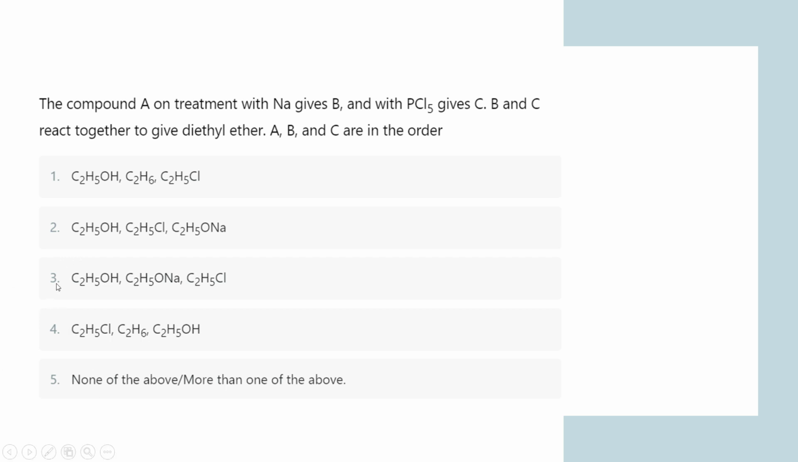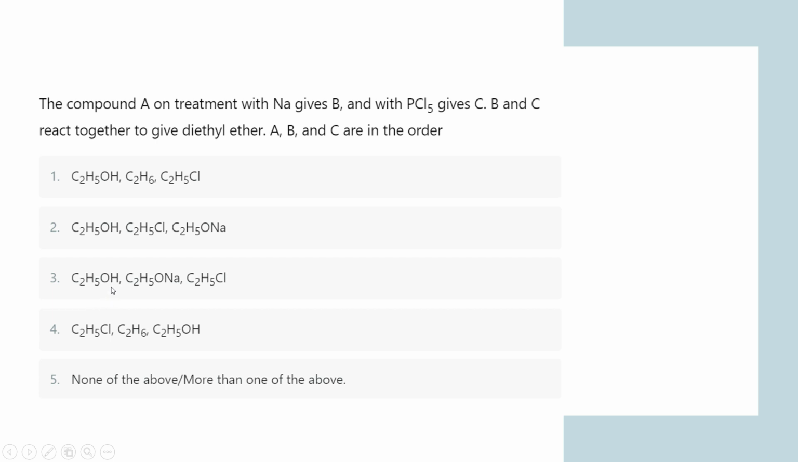Now we are left with three more options. Okay, let's go to option 3. We have ethanol again, and upon treatment of ethanol with sodium, we will get sodium ethoxide. Yes, here we are given the correct product B. And now we will look at the product C. They are saying that upon treatment of A with PCl5, we should get C.